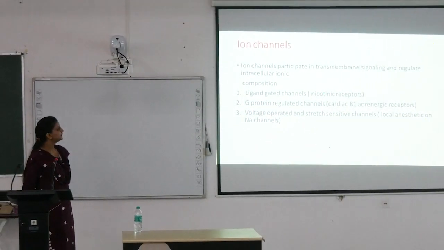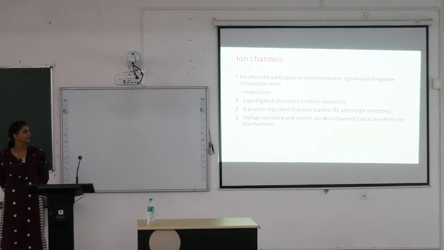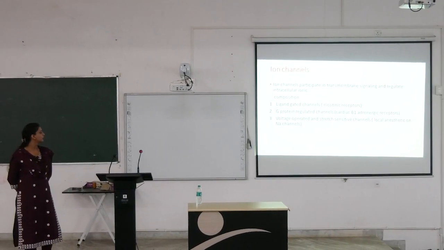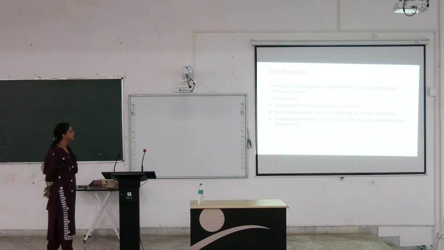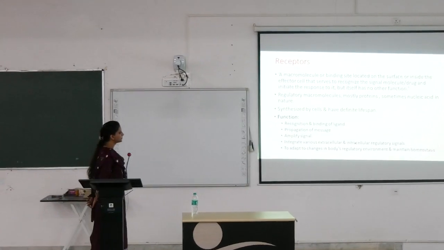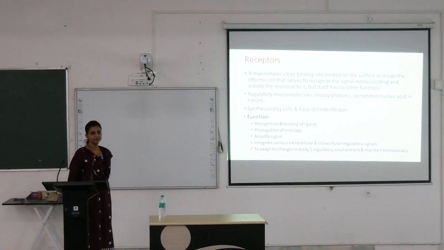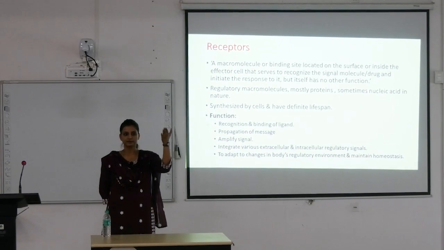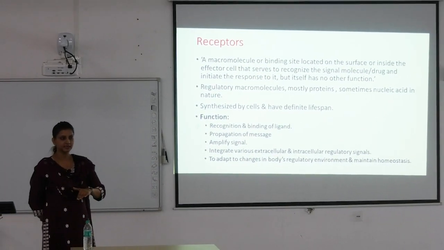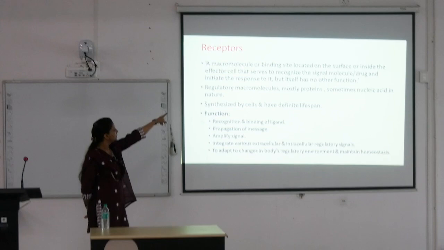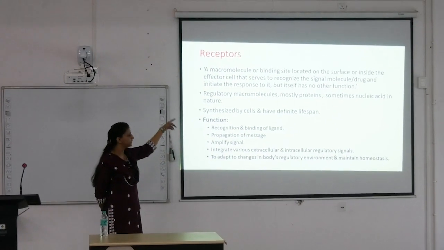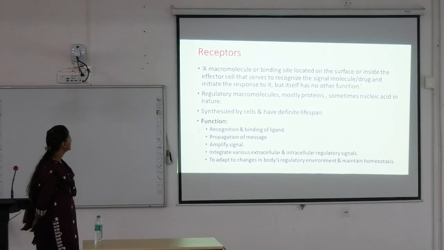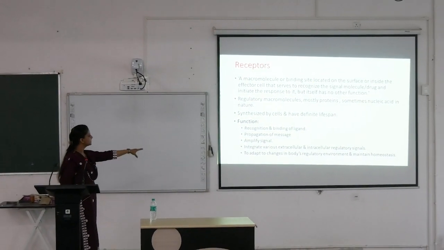Next. Ion channels, three types. How do they work? Either ligand, G protein, or voltage gated. Next. Receptors. I have told you the definition of receptors. Receptor is a macromolecule, either on the cell surface or inside the cell. It will recognize the signal and initiate the response, but itself it has no effect, no other function. Okay. These are the functions of receptor. Next.